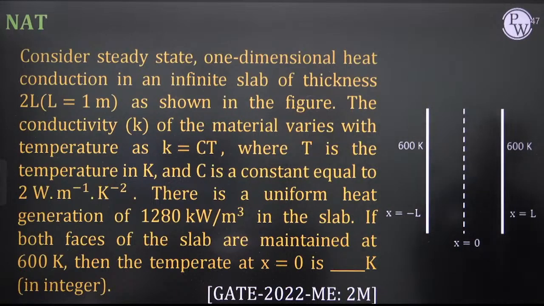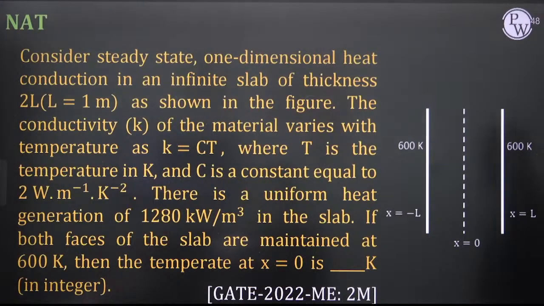Right, okay, now come to the next problem. See this question. Consider steady state one dimensional heat conduction in an infinite slab of thickness 2L. L is equal to 1 meter as shown in the figure. The conductivity of the material varies with temperature as k equals C into T, where C value is 2 watt per meter Kelvin square.